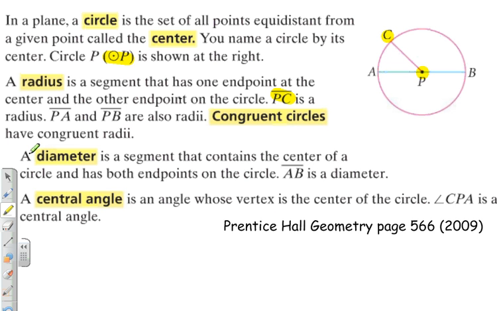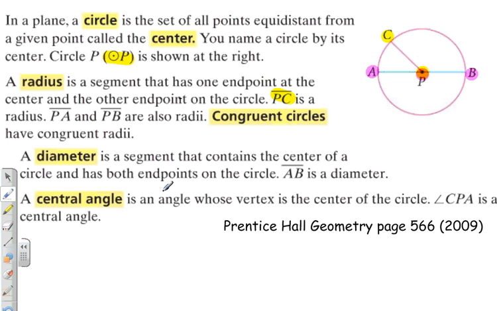Next, we're going to talk about the diameter, and a diameter is a segment that contains the center of a circle and both endpoints on the circle. Segment AB is a diameter. So here we have segment AB, and it does go through the center point P. Therefore, it is a diameter. I want you to notice that in this diagram these two radii, segment PA and segment PB, make up one diameter. So two radii make up one diameter.